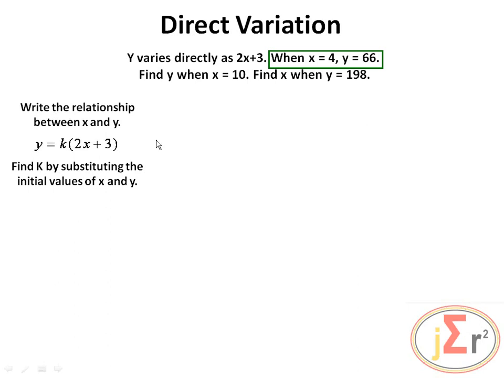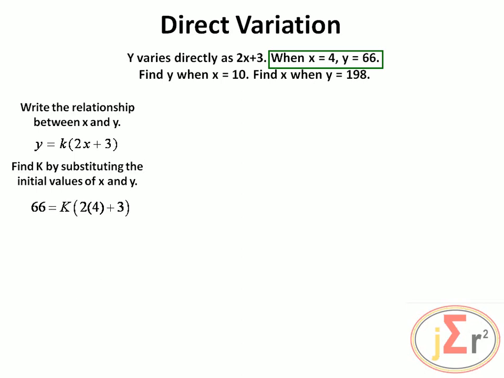Remember that when we are writing a direct variation, we say y is equal to the constant of proportionality multiplied by the other one. That is if we are dealing with x and y, or whatever variable that we are using, one is equal to some constant multiplied by the other. Now in this case, it varies directly as 2x plus 3. So 2x plus 3 is multiplied by k, and we need to include the entire 2x plus 3. So we need to put that in brackets in order that k is shown to be multiplying the entire expression.